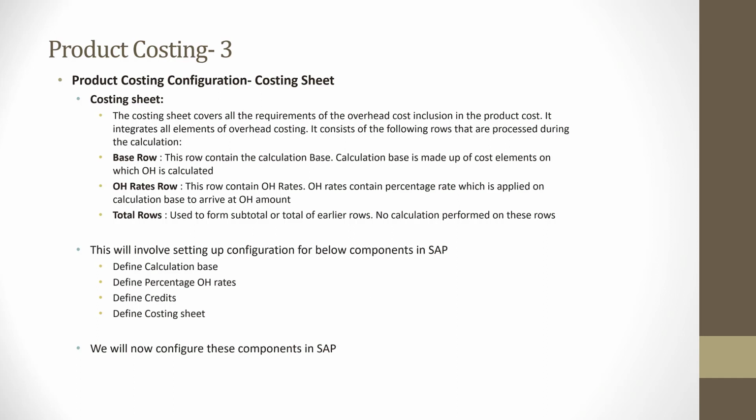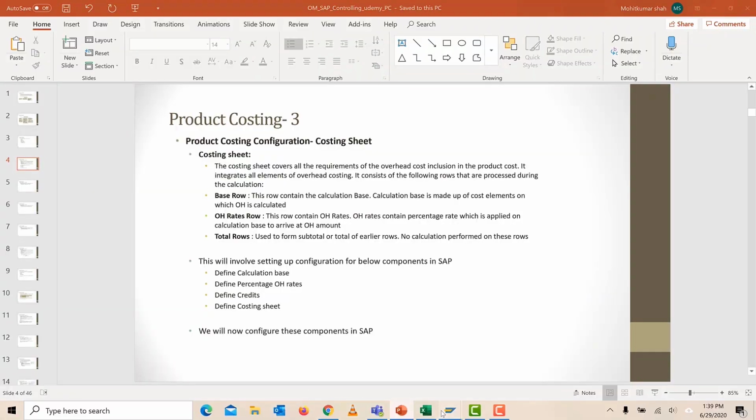Costing sheet involves setting up configuration for below components in SAP. Calculation base, overhead percentage, credits, and costing sheet. We will now log into SAP and define each of these components and then the costing sheet.